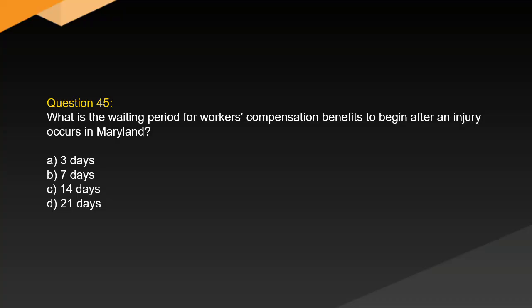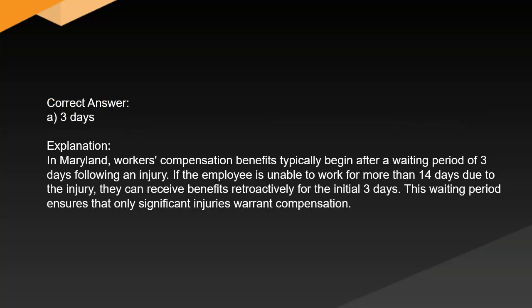Question 45. What is the waiting period for workers' compensation benefits to begin after an injury occurs in Maryland? A. 3 days. B. 7 days. C. 14 days. D. 21 days. Correct answer. A. 3 days.